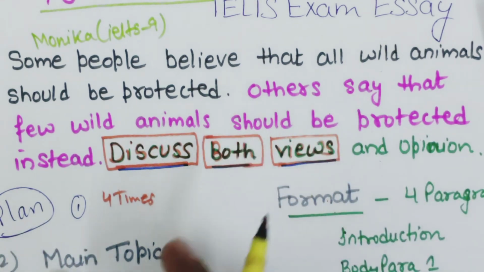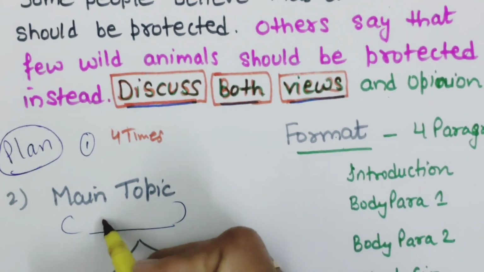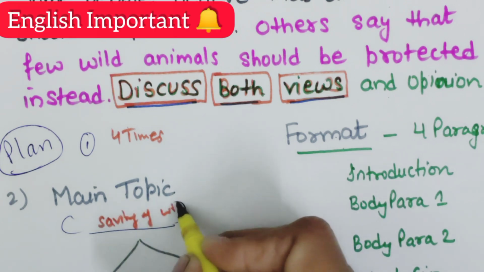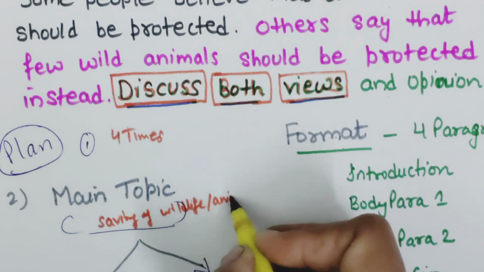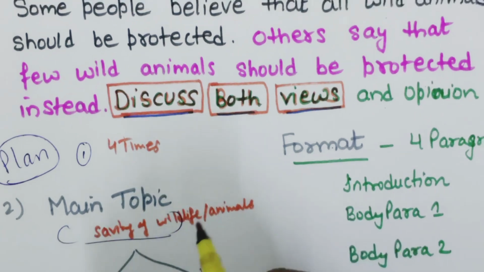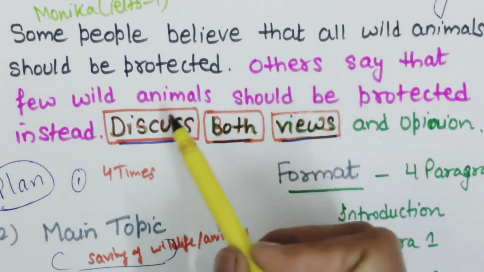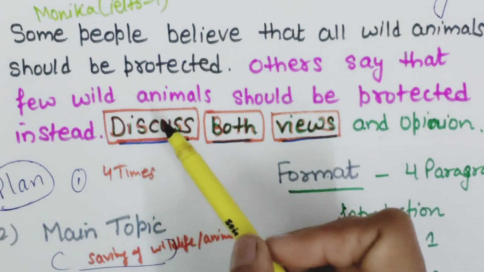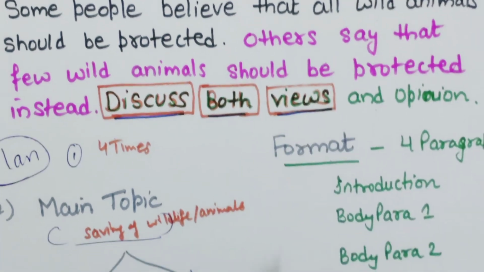Now what is the main topic? The main topic here is conservation of wild animals, or saving of wildlife or animals, you can say. In both they are asking about animal protection. Here all animals should be protected, and here few selected wild animals should be protected, but protection of animals is the main topic here.